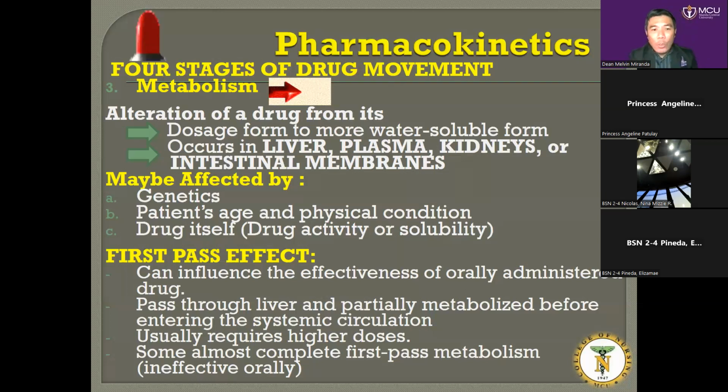The first pass effect usually is influenced when the drug is orally administered. Kasi usually it will pass through the intestinal membrane, then once it has passed through and is absorbed, kasi absorbed once nag-reach yan ng plasma, si liver na ang magme-metabolize niyan. It's either the drug will be metabolized and be excreted via urine or via the intestinal membrane. So this is what we call the first pass metabolism.